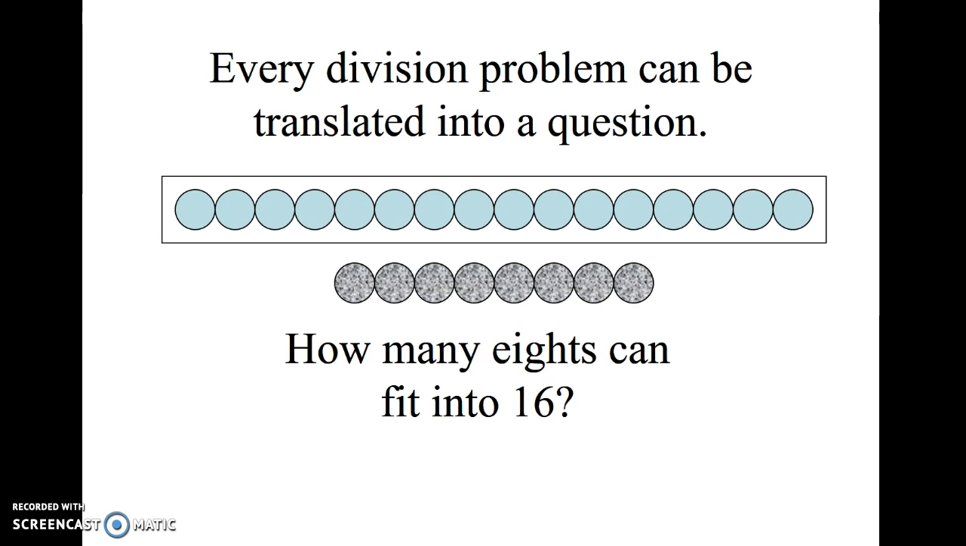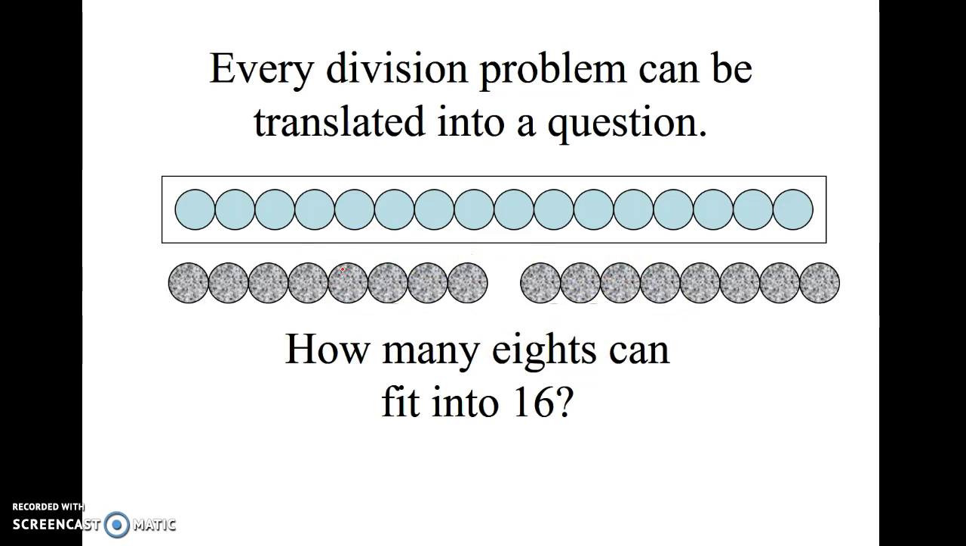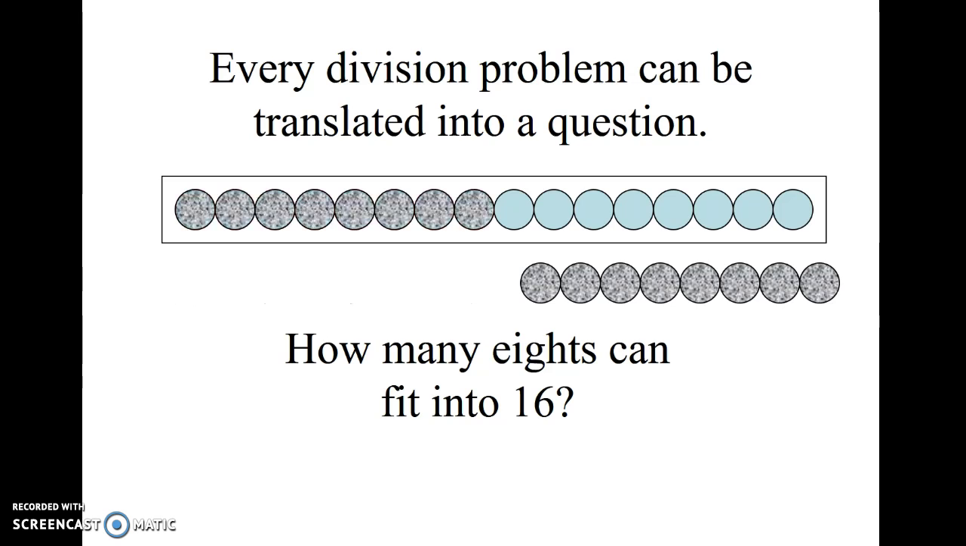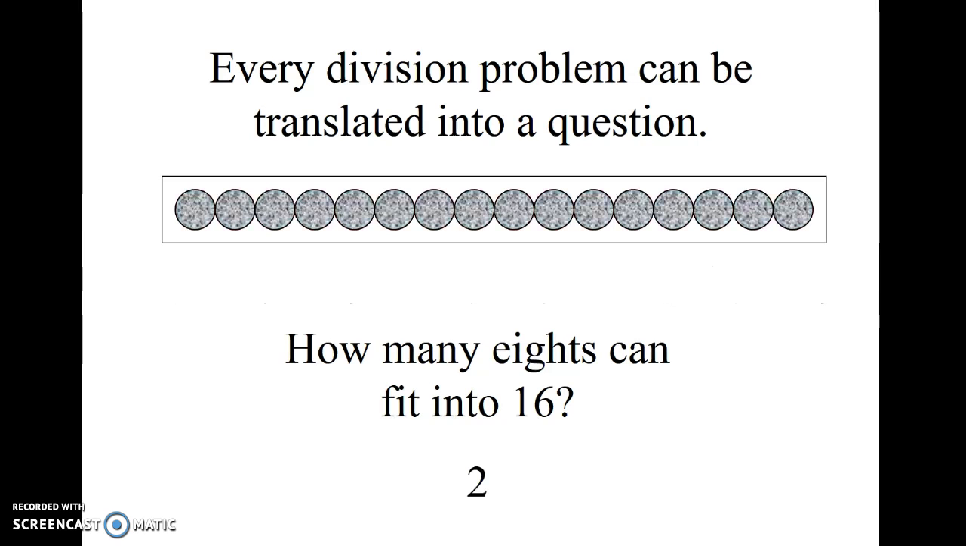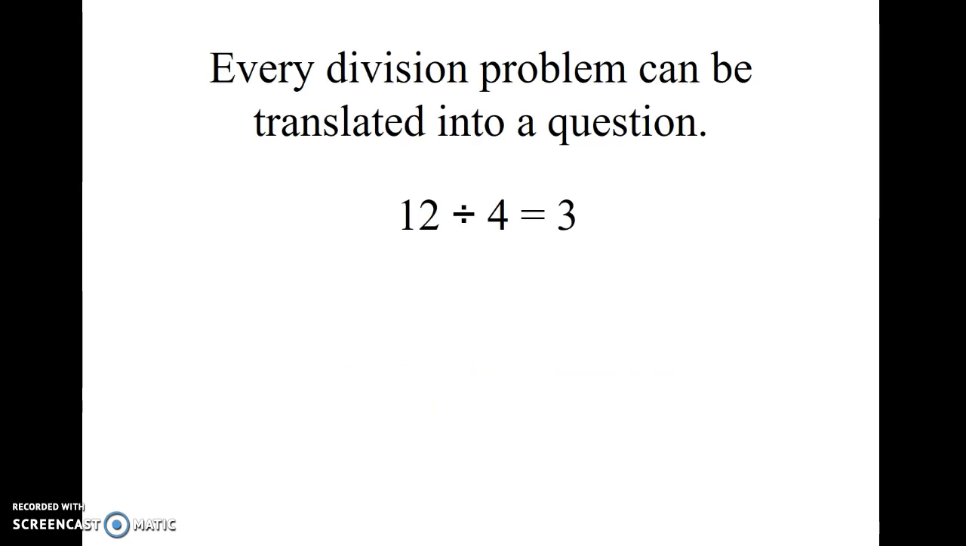So let's look at this visually. Here I've got 16 blue circles, and I want to fill them with these gray stony circles. And right here I've got 8 stone circles. I want to know how many times I can put those in. The answer is 2 times. So 8 can fit into 16 2 times.